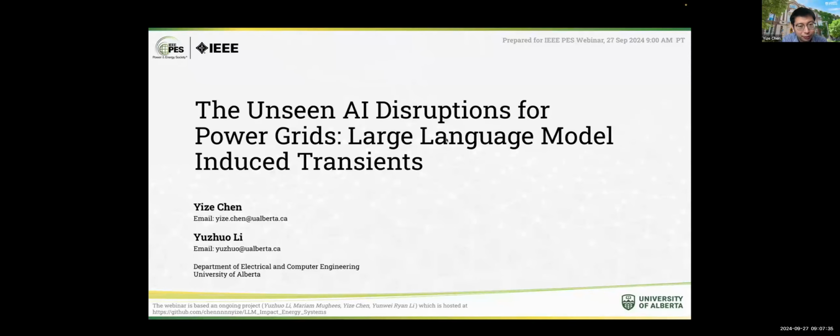Without any further ado, let's start today's tutorial. I would say it's more like an experience sharing working with large language models. In particular, we want to highlight the relationship between the large language model and the AI load, and also the constraints as well as the challenges to the power grids.